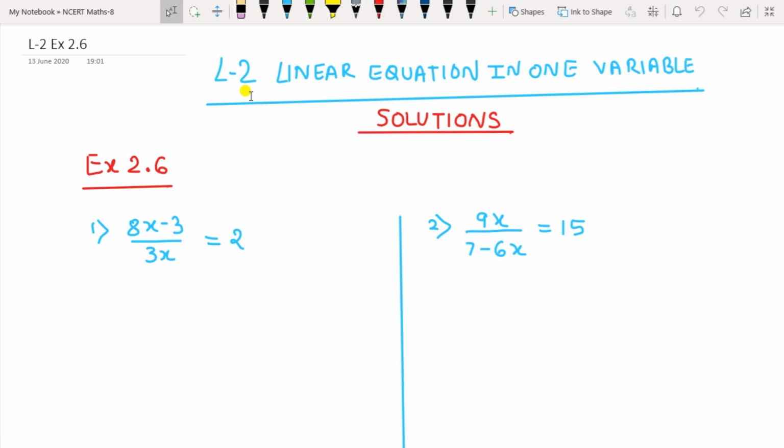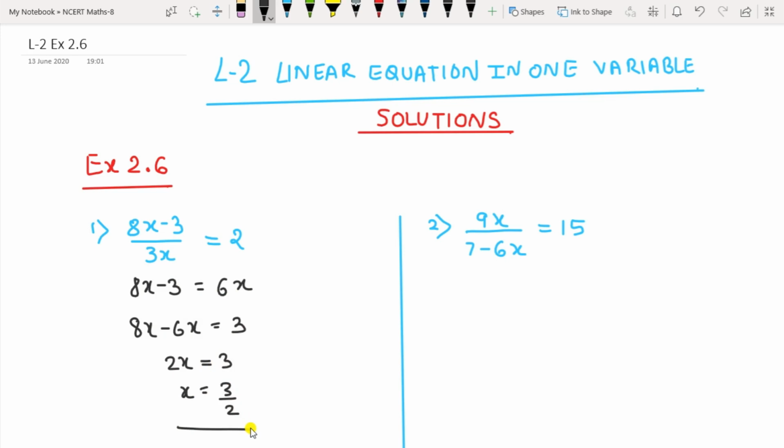Today we are going to study lesson 2 exercise 2.6 solutions. So this is the first question. Since this is a binomial and the denominator is 3x equal to 2, this 3x will move to the other side, so it will become 8x minus 3 equal to 3 into 2 is 6x. So 8x minus 6x equal to minus 3 will become plus 3. So 2x equal to 3, x equal to 3 by 2. That is the answer for the first question.